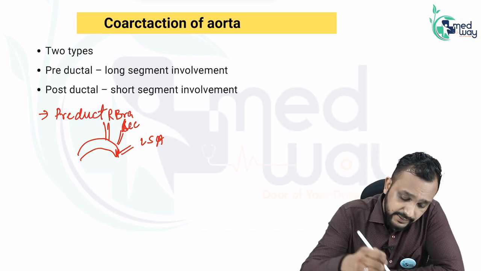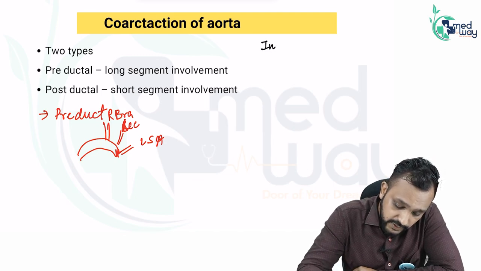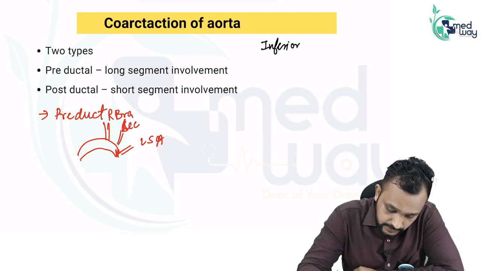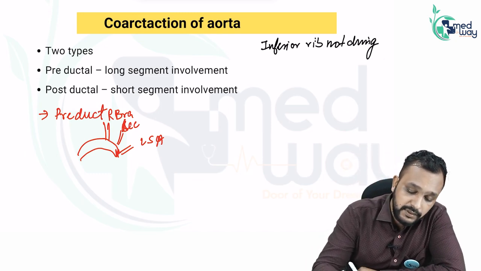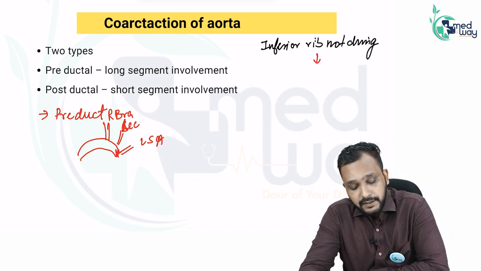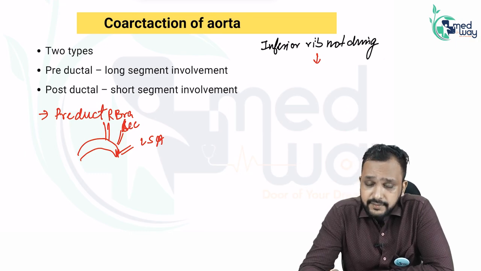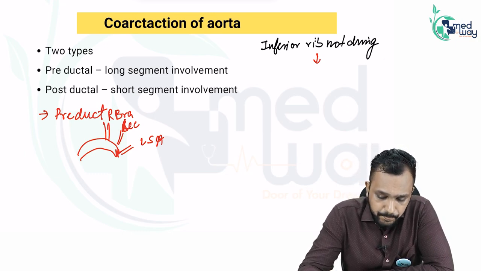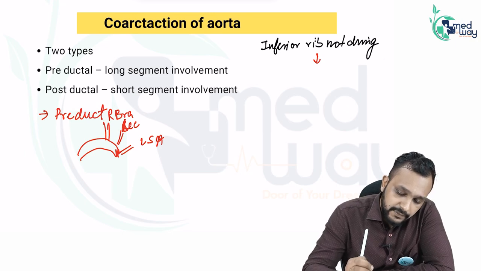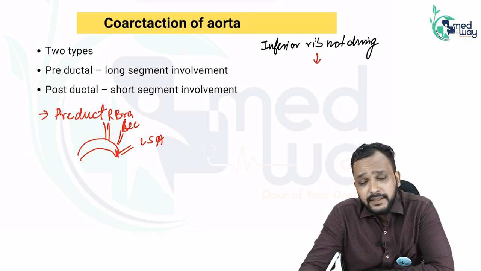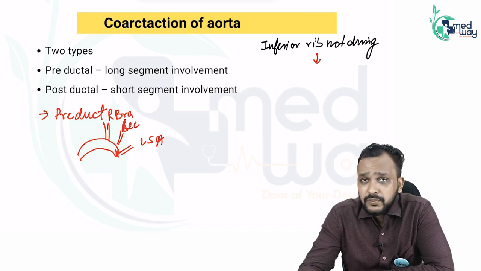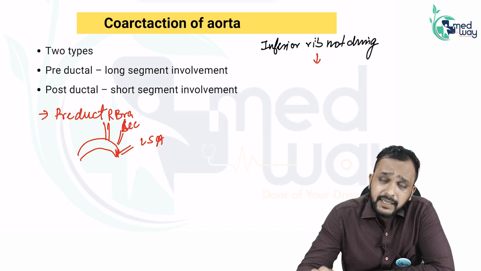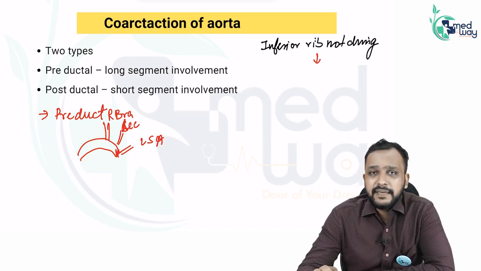So one important sign that we see in these patients is inferior rib notching. Now we should know why we are able to see this inferior rib notching. Now guys, we have already discussed there is narrowing in the arteries, right? Now what happens when there is narrowing? There is decreased blood. Now what is our body trying to do? It is trying to compensate for that decreased blood supply to the descending aorta.